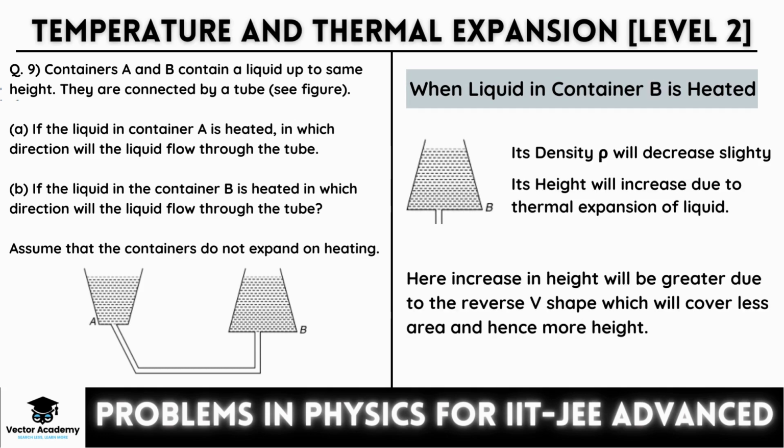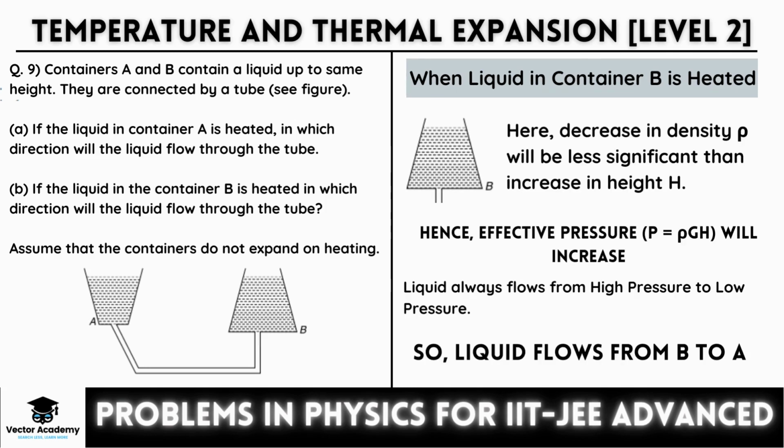When liquid in container B is heated, its density ρ will decrease slightly as the volume of the liquid will increase on heating. Its height will increase due to thermal expansion of the liquid on heating. Here, the increase in height will be greater due to the reverse V shape, which will cover less area and hence more height. Here, the decrease in density ρ will be less significant than the increase in height h.